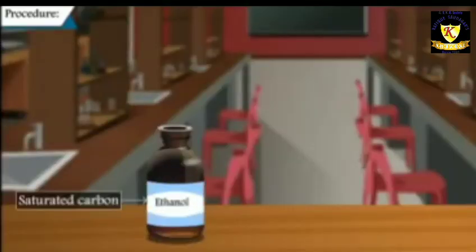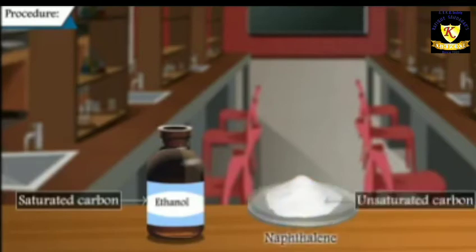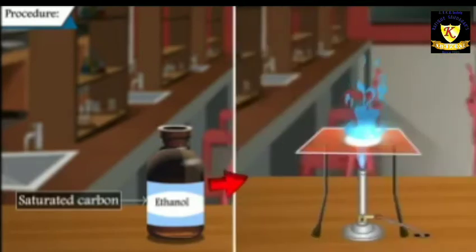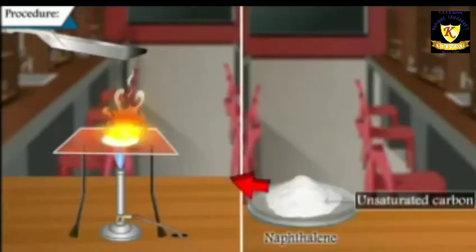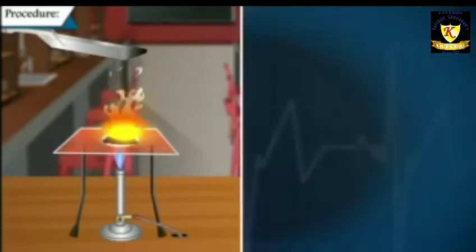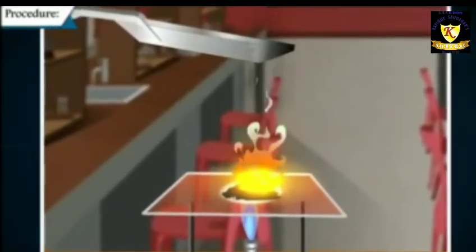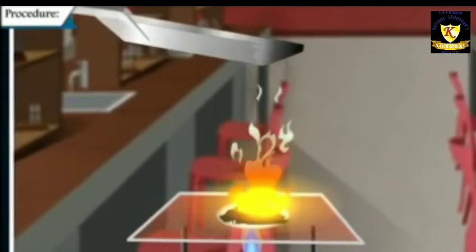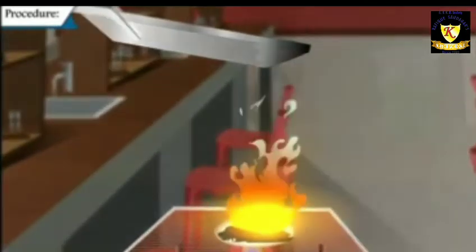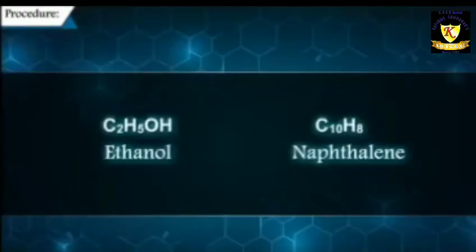In the above activity, ethanol is a saturated compound, while naphthalene is an unsaturated compound. Generally, saturated carbon compounds burn with a clean blue flame, while unsaturated carbon compounds burn with a yellow flame and release black smoke. It is this black smoke due to which a deposit of black soot got collected on the metal plate.